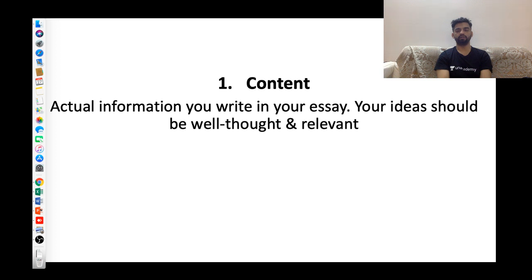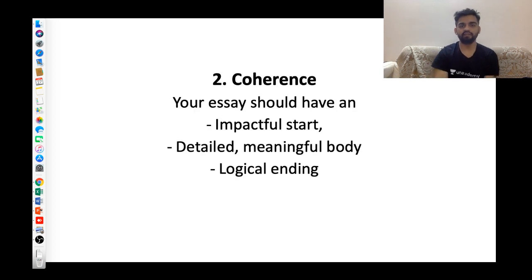You're not going to be scored well there. Second is coherence. Your essay should have an impactful start, a detailed or meaningful body, and a logical ending. This is the structure of every WAT that you're going to appear for.